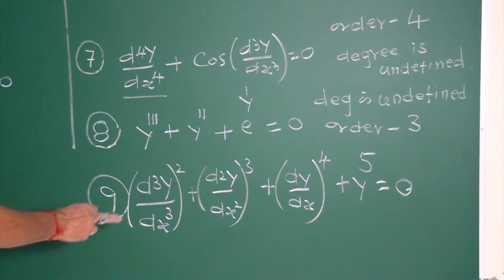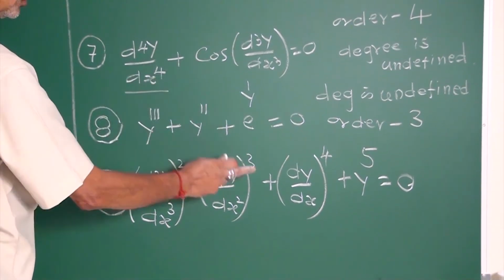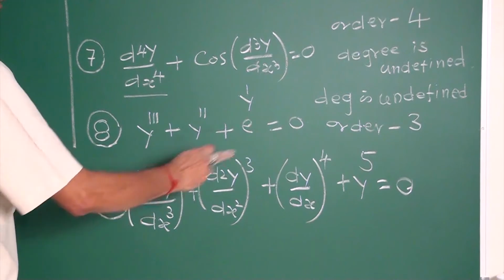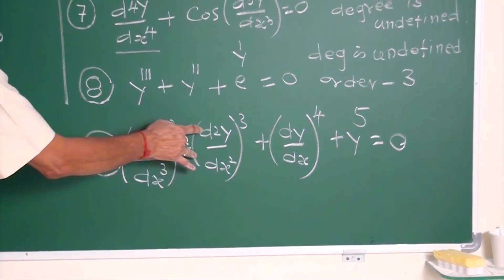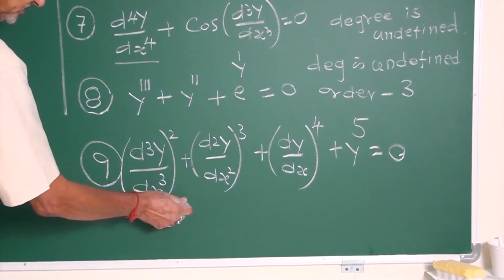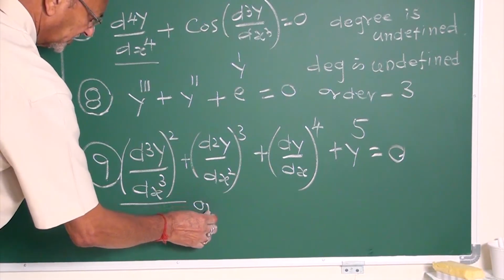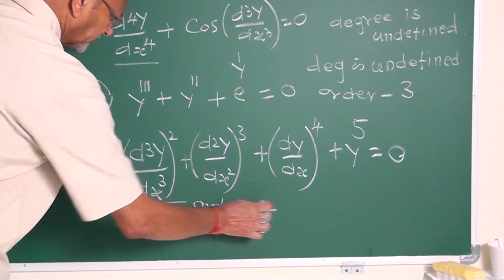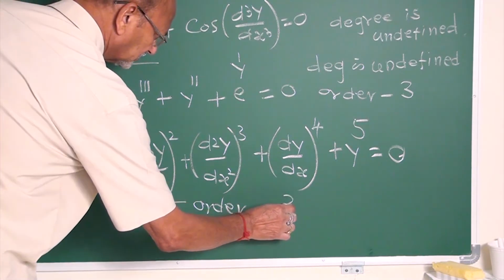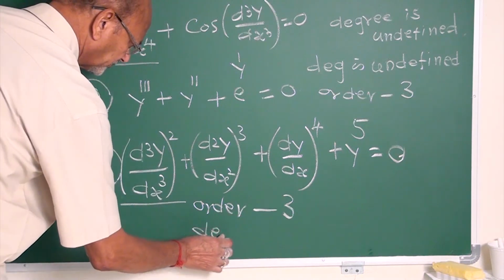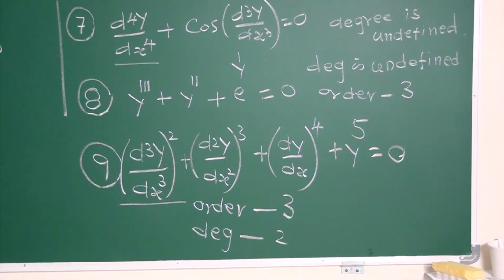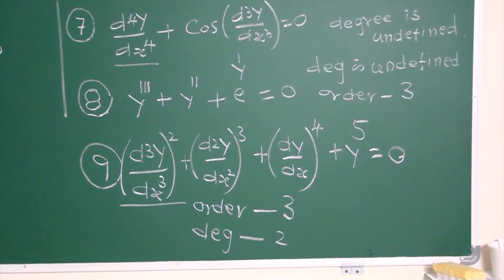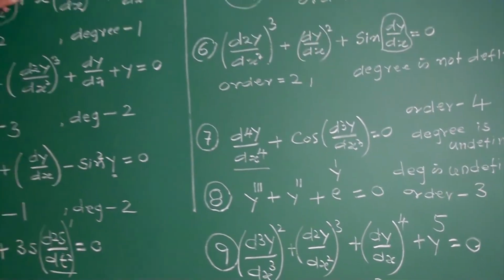Here, it is free from any trigonometric ratio of derivatives. Now both order and degree are defined. Which is the highest order? 3, 2, 1. This is the highest order. Then its order is, my friend, 3. What about the degree? Degree is 2. Order is 3, degree is 2. This is how we have to find the order and degree of a differential equation.